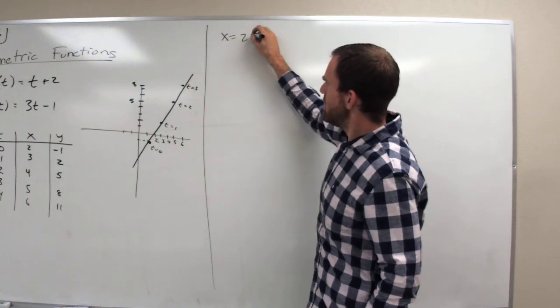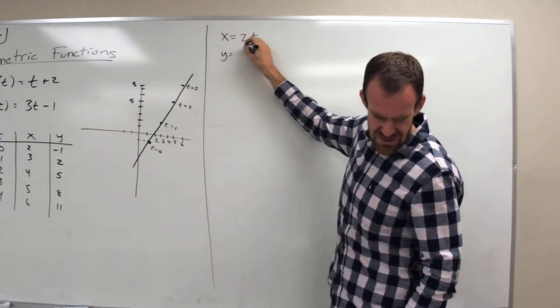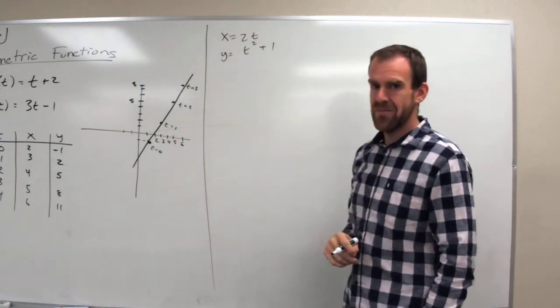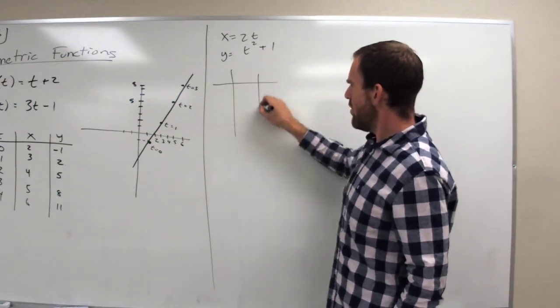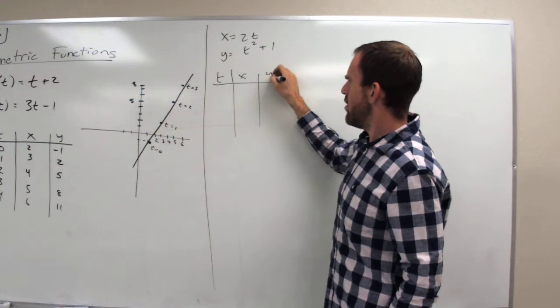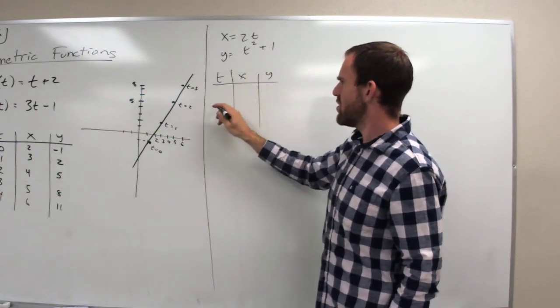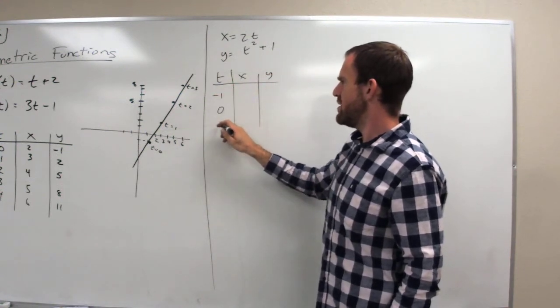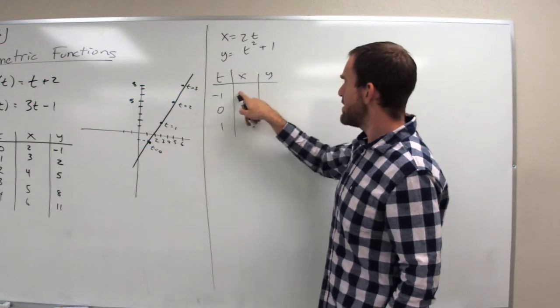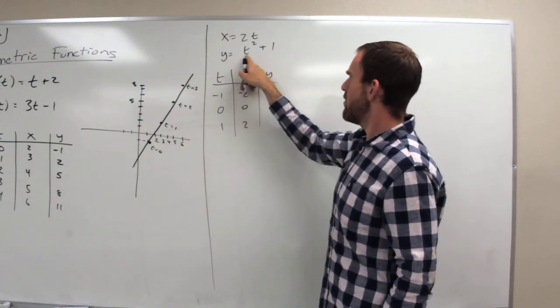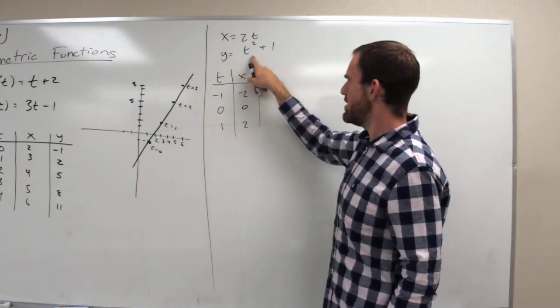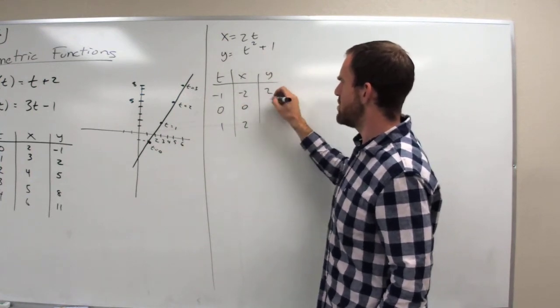X equals 2t and y equals t squared plus 1. Again, this will require us to make a table: t, x, and y. The t's will go this time from -1, 0 to 1. For x, if I plug in -1, I get -2, 0, and 2. For y, I get t squared, which would be 1 plus 1, which is 2.